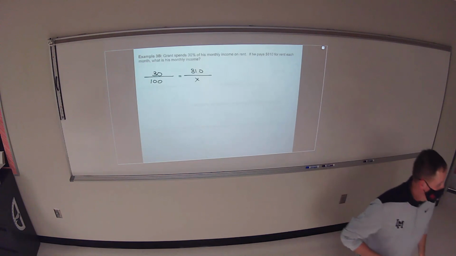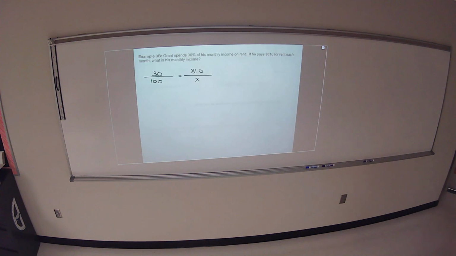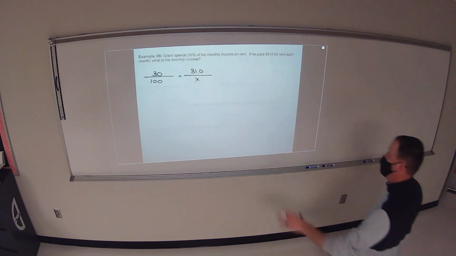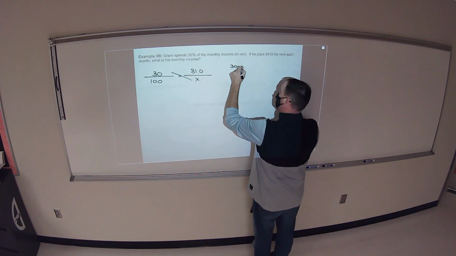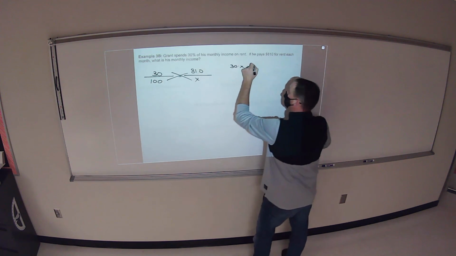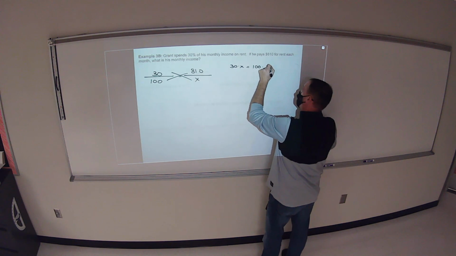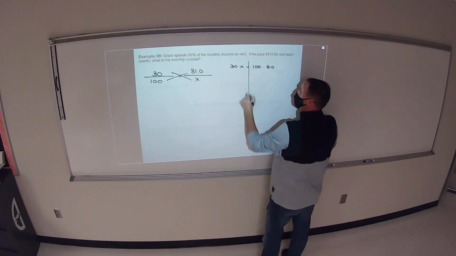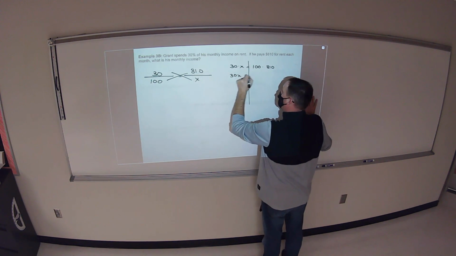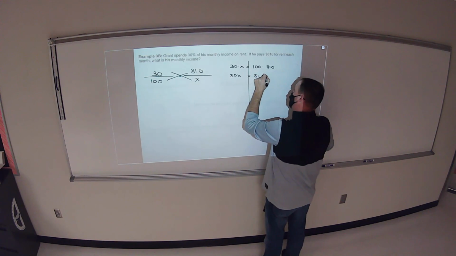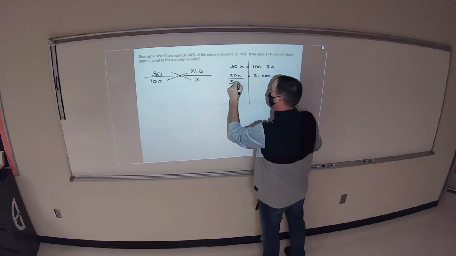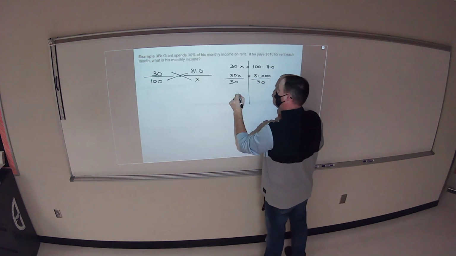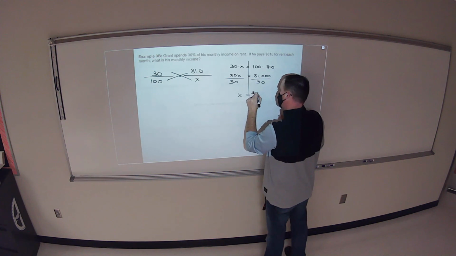All right, now this one you don't have the choice on how to solve it. If you're going to set it up this way, you're going to have to cross multiply. The other one we talked about, you'd have options. So this is going to be 30 times x is equal to 100 times 810. So 30x is equal to 81,000. But then you've got to divide each side by 30. And x would be 2,700.